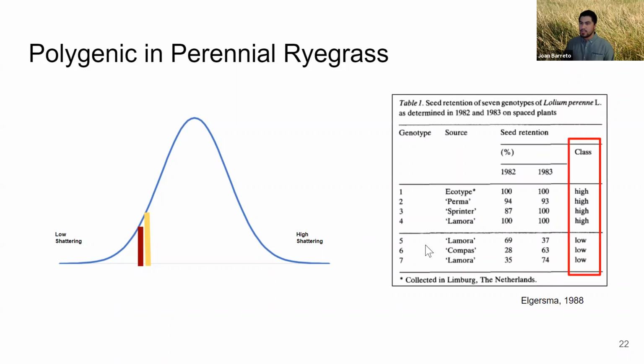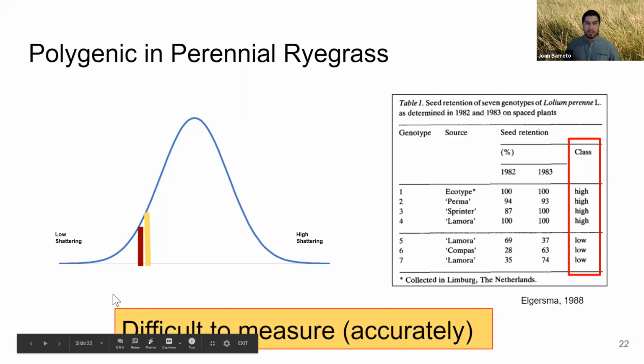And despite this evidence, it is better for farmers, and sometimes for researchers, instead of measuring seed shattering, to just classify plants as having high seed retention, which means they don't shatter much, or low. But in reality there is no such thing, as if it were controlled by one gene, one or the other. There is a continuum, but we cannot really measure it accurately.